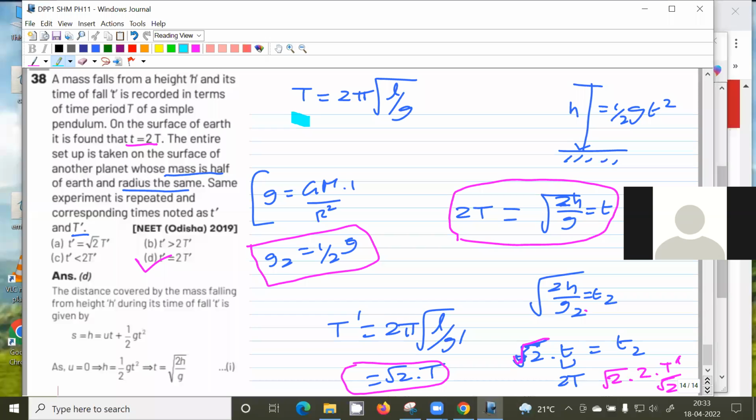The basic relations are this one: time period of the pendulum, and then g is GM by R square. Then time to fall is square root of 2h by g. Since g is changing, things will change, and he's also writing the thing in terms of T prime, which is the oscillation of the pendulum in the second case. Got it? Yes, sir. It's a lengthy question.